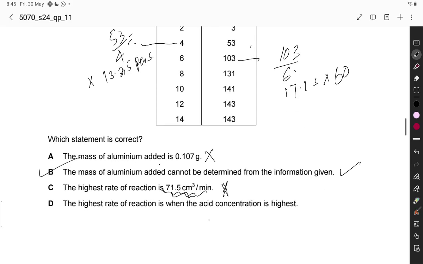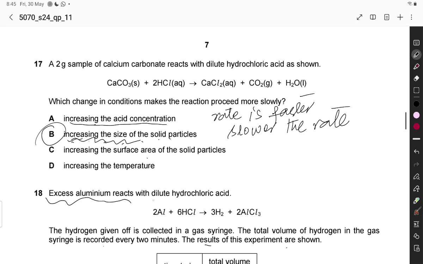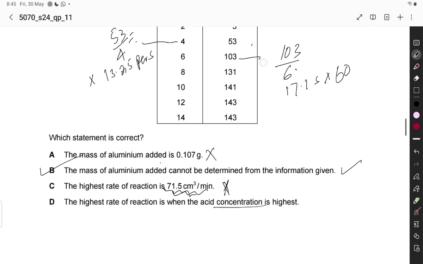So this is concentration is higher. This is dilute acid. So this is also incorrect.